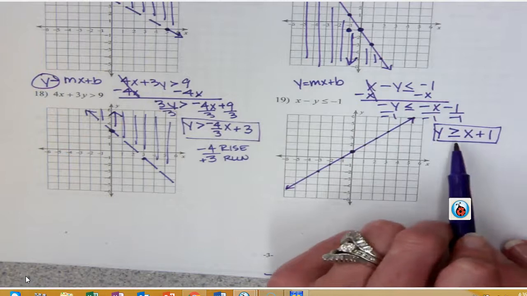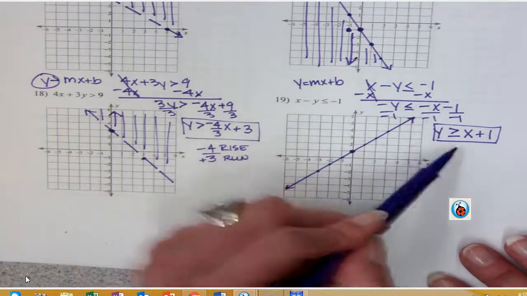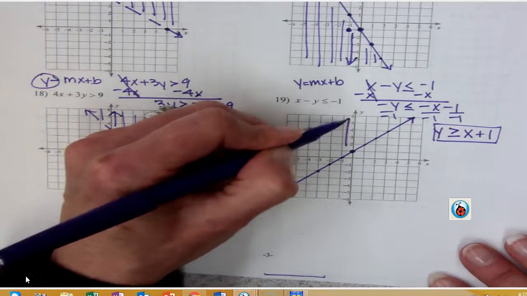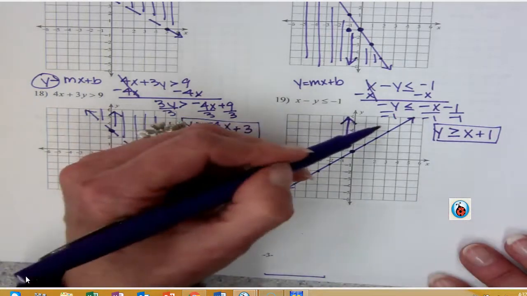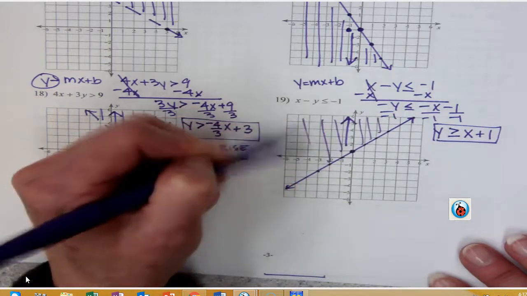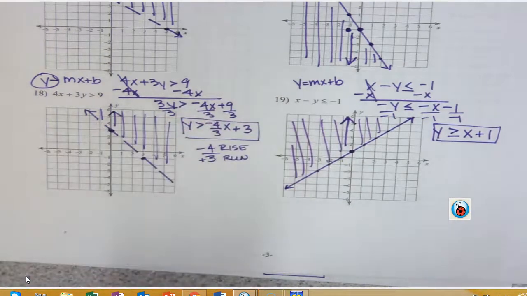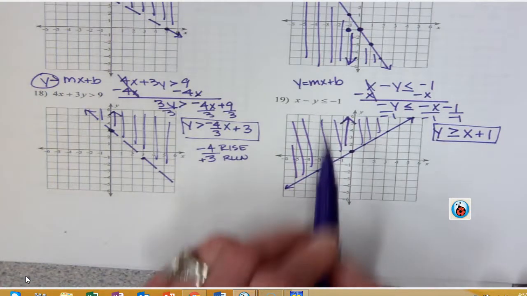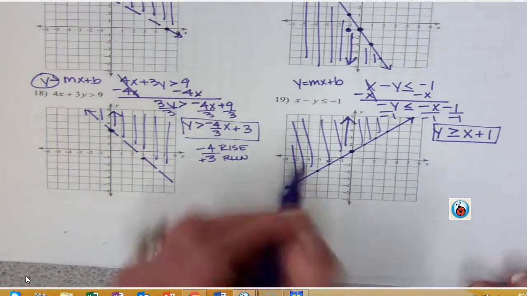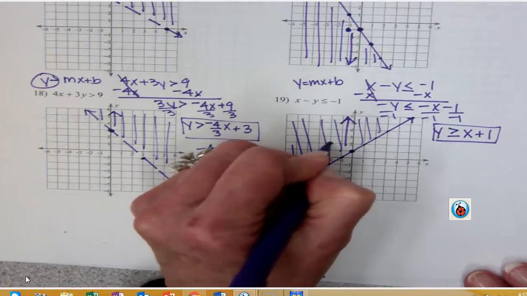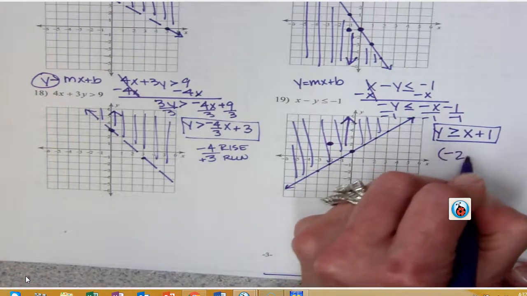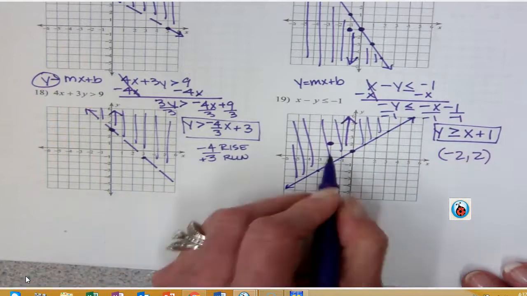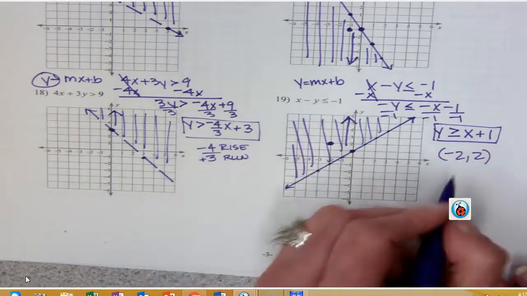Now I need to shade, and so y is greater than, y is going up, y has to be bigger than the rest of that. So I know that I'm going to shade up here. And again, I can plug in a very simple x, y value to see if it makes sense. If I were to take, say, negative 2, 2, which would be that point, that should make this equation correct.